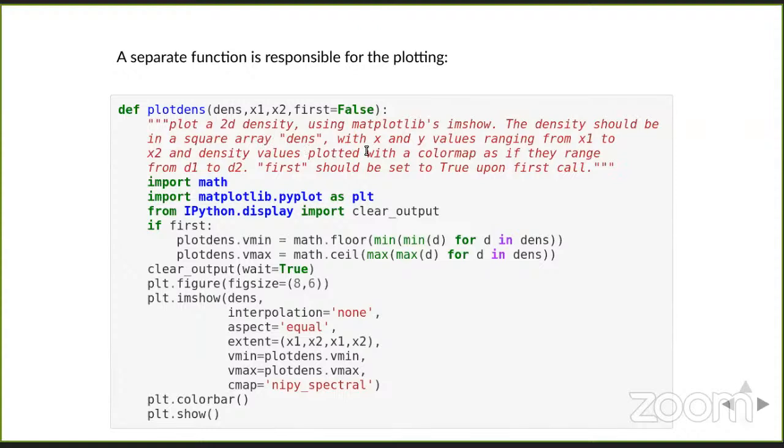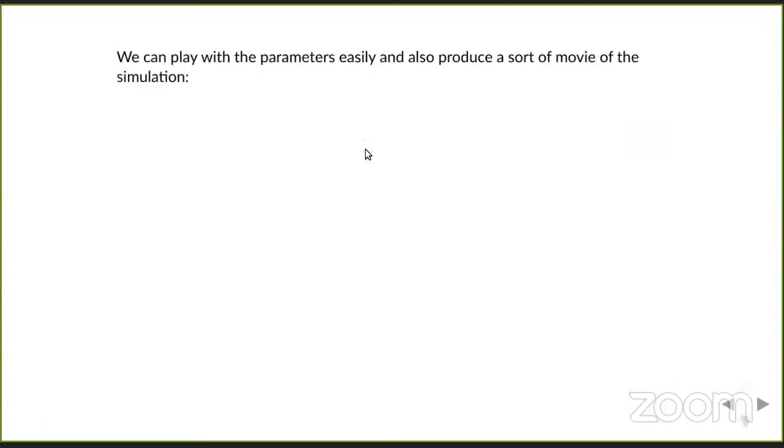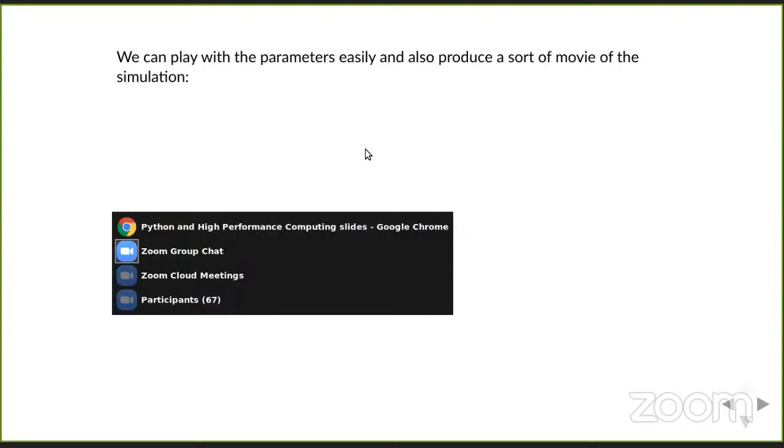Okay, so we have this separate function, and that's it. We have a fairly concise code. We could easily change it if we need to change the algorithm. It's fairly easy to do. So we can play with parameters fairly easily. You can make a movie, and let me show you how that goes.